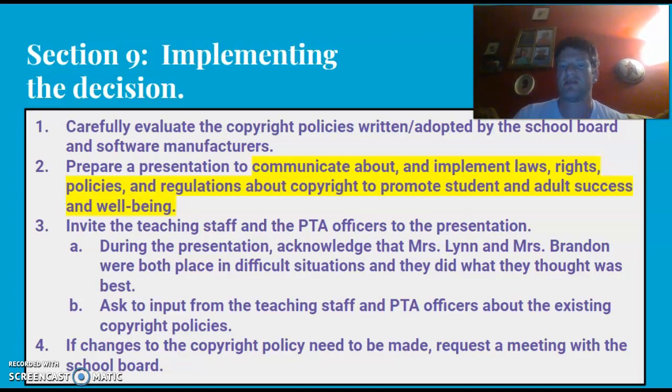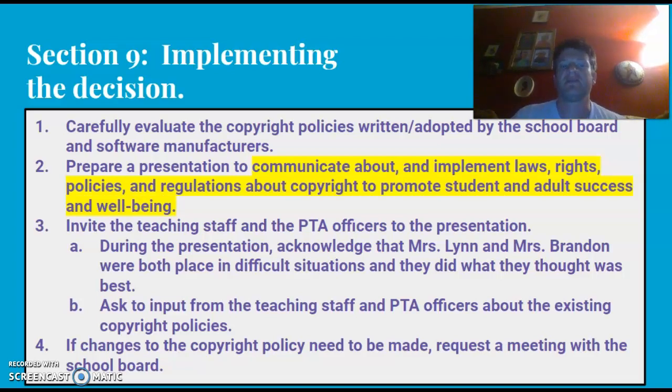During the presentation, he should acknowledge that Miss Lynn and Miss Brennan were both placed in difficult situations. Again, it was Miss Lynn who was asked by teachers to make the copies. And it was Miss Brennan who was uncomfortable, ethically speaking, in using the copyrighted programs. But each of these individuals did what they thought was best.